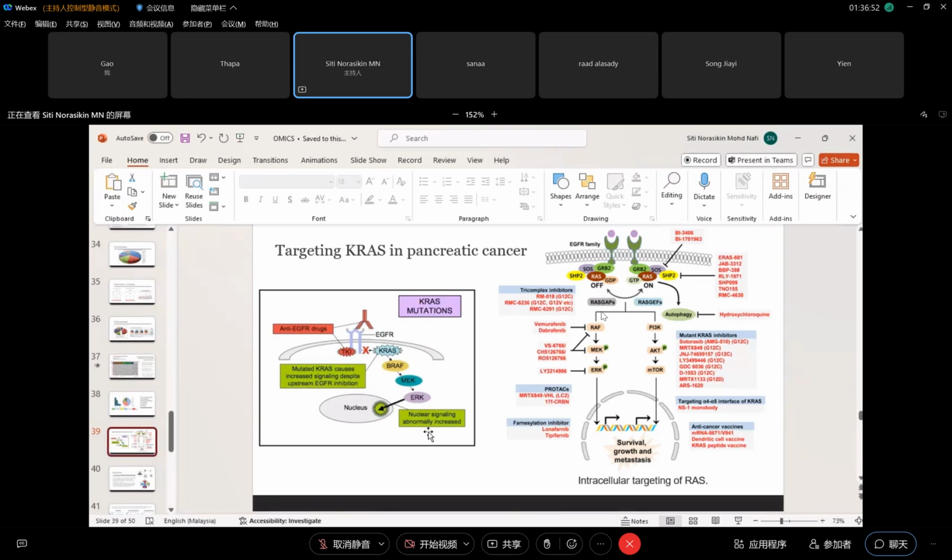So definitely you need to design treatment that targets these downstream signals. Okay, so this is the intracellular targeting of RAS. Very complex. Not only targeting at the upstream level, but you go down here to target the downstream of the KRAS mutations: the RAF, the MEK, the ERK, PI3K, and AKT. So you can see the type of inhibitors, they already classified them. For example, tri-complex inhibitors, the mutant KRAS inhibitors, and so on and so forth.